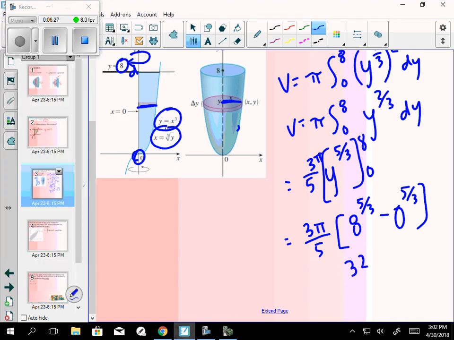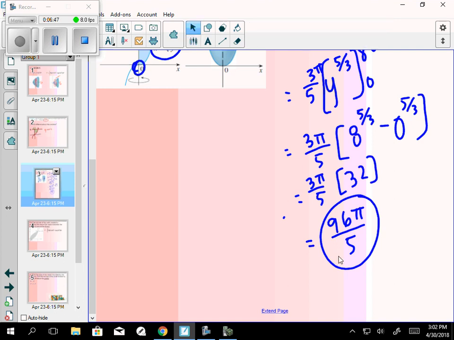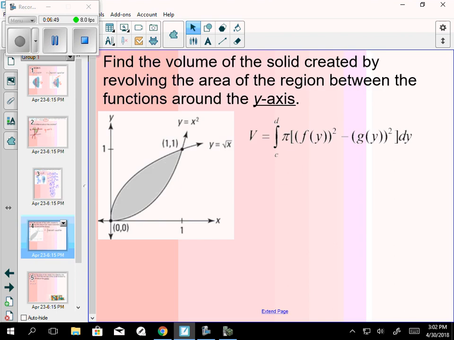So you get 32 multiplied by this would be the answer. 3 times 32 is going to give us 96 pi over 5 would be the volume of this problem. So if you're going around the y-axis, that's how you need to adjust your problem.